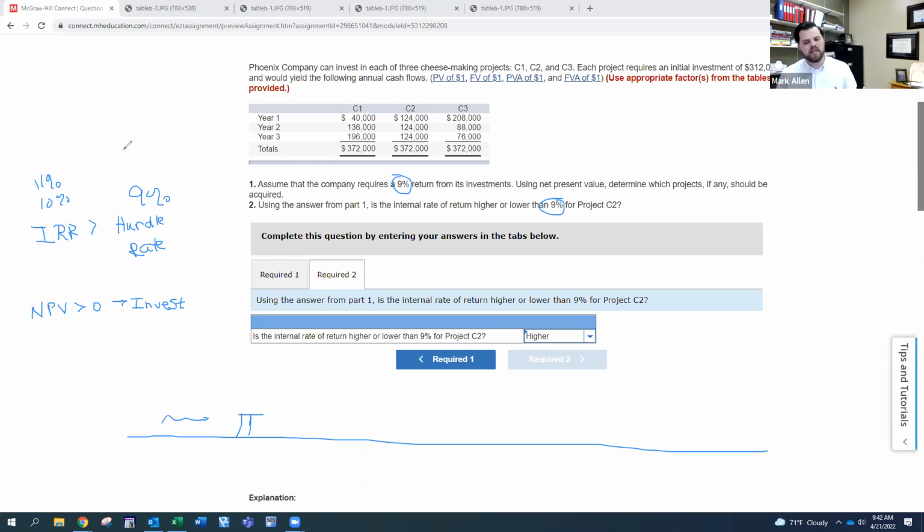What I am asked is, using my intuition, can I determine if that internal rate of return that I have is greater than 9%? And I certainly can. So in this case, because project C2 was actually profitable by NPV, we can say we actually do have an internal rate of return in excess of 9%. And so we should actually do this thing.